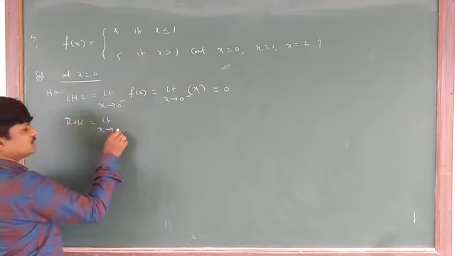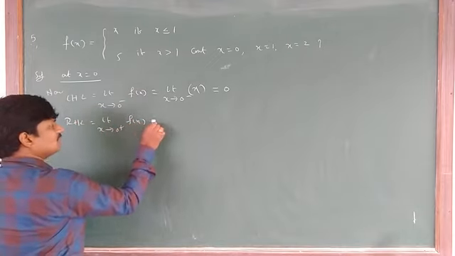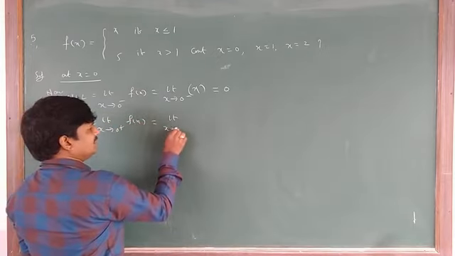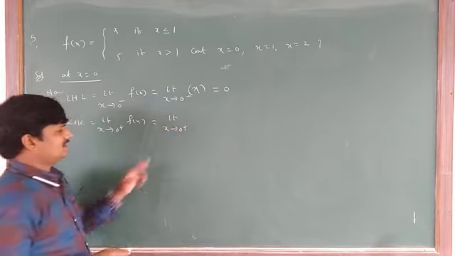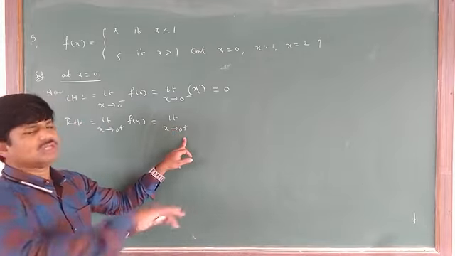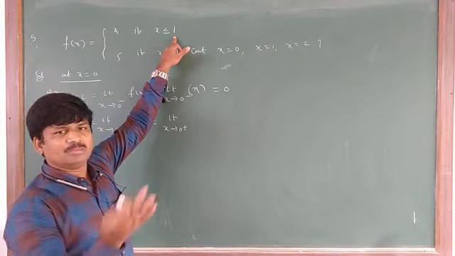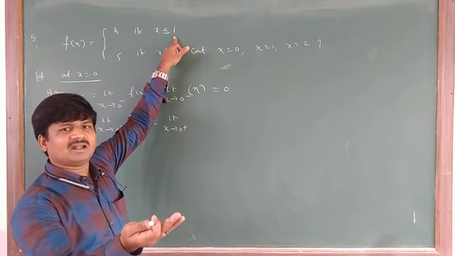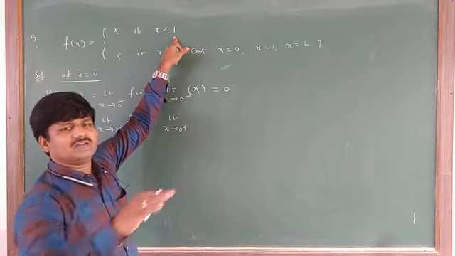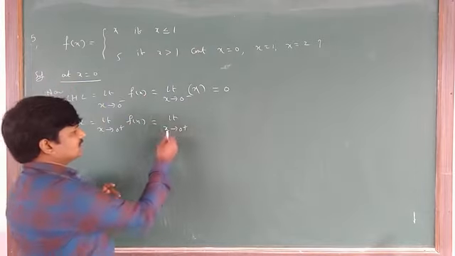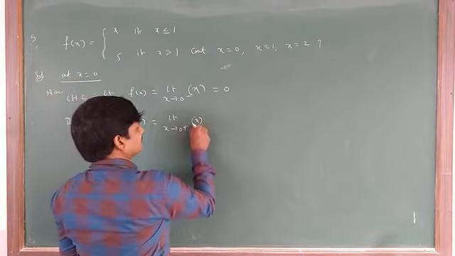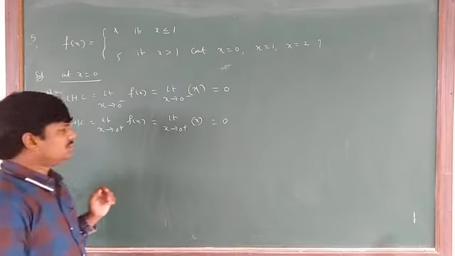Next, right hand limit. Limit x tends to 0 plus of f of x. What is the function of x here? Above 0 or below 0 the function is the same only. Why? Because this x value is below 1, and 0 is below 1. So limit x tends to 0 plus of x. Substitute 0 here.